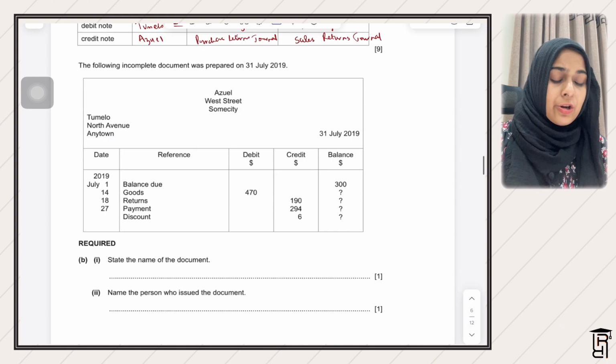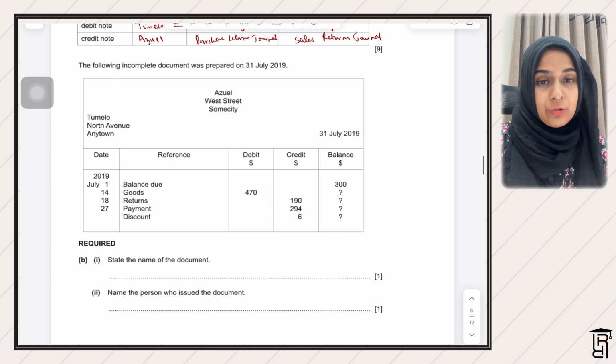Then they have given you a document. They're saying the following incomplete document was prepared on 31st July 2019. If you look at this document, they haven't mentioned which document it is. It's one of the parts of the question in which you need to write which document it is. It's this specific document they are showing here.